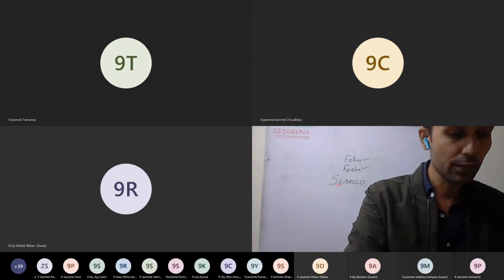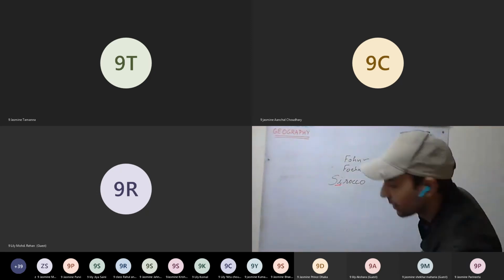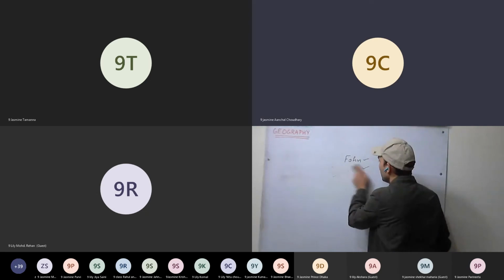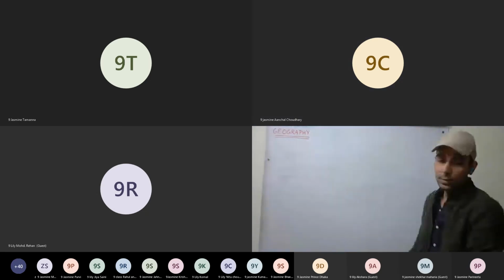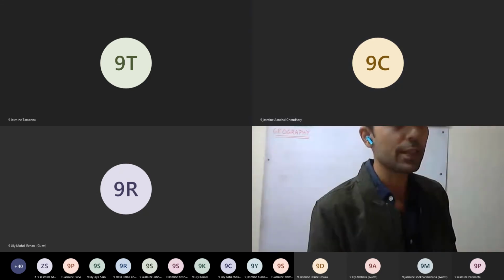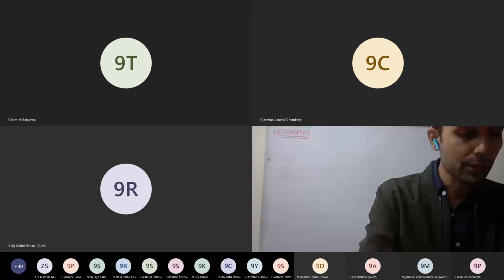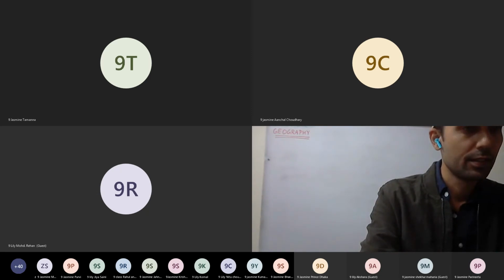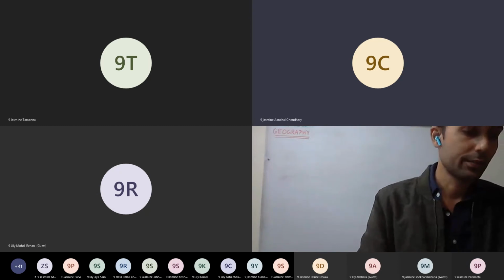Why does only 51% of the insolation reach the Earth's surface? So what happens to the 49% of the insolation? Some is reflected, some is absorbed by the atmosphere. So the remaining is reflected back into space by the atmosphere and Earth's surface. Is it clear? Yes, sir.